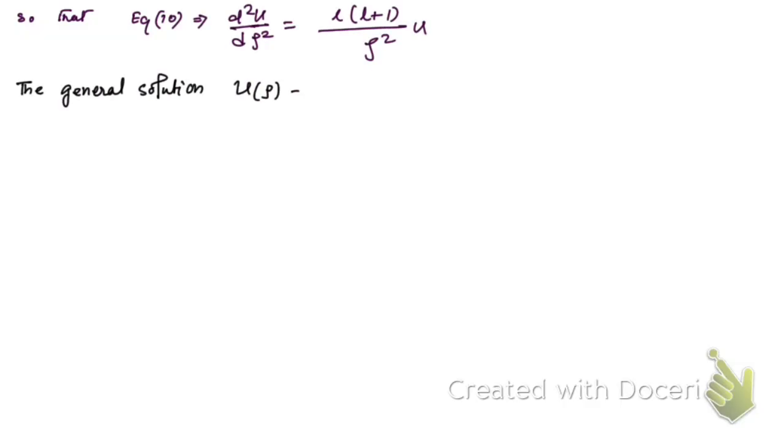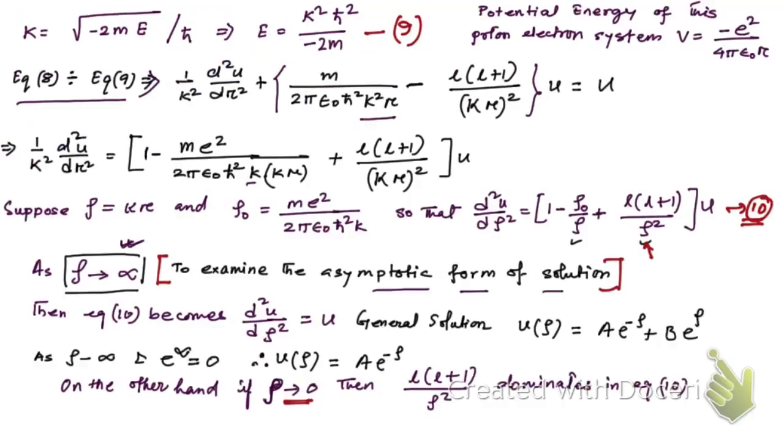And its general solution will be of this form. Okay, so now let me go back to the previous slide again to explain this. Okay, so here you see, if this term is dominant, you can ignore these two terms, so then this equation will be of this form, right?